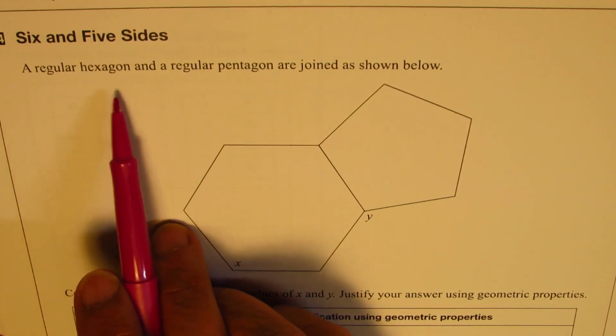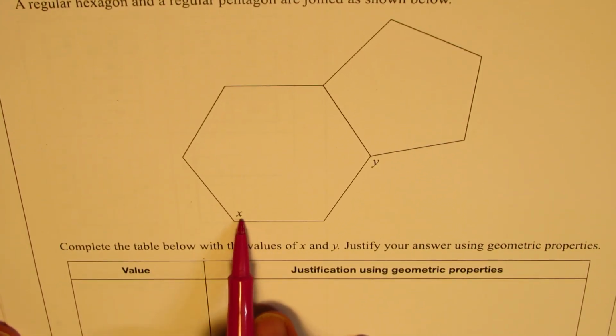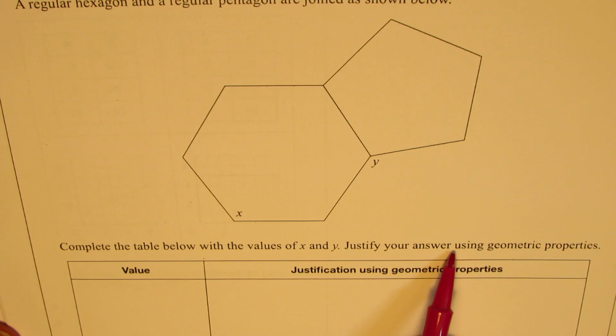A regular hexagon and a regular pentagon are joined as shown. Complete the table below with the values of x and y. Justify your answer using geometric properties. We need to find the value of x and y, right? Now, how do we figure this out?